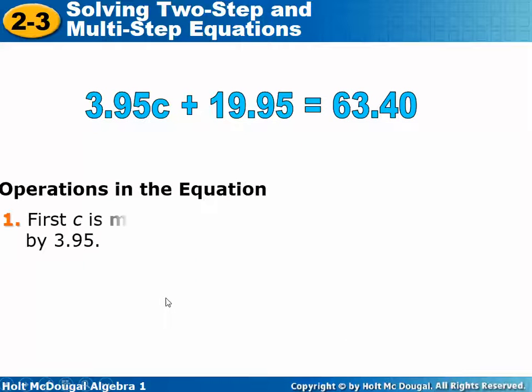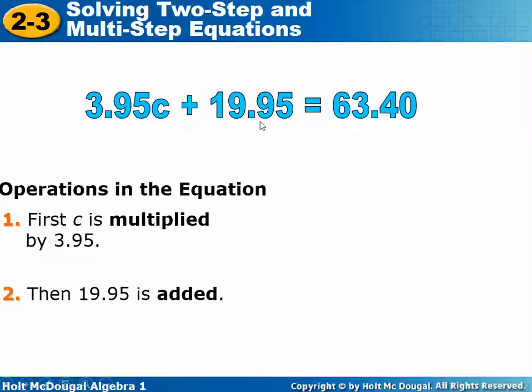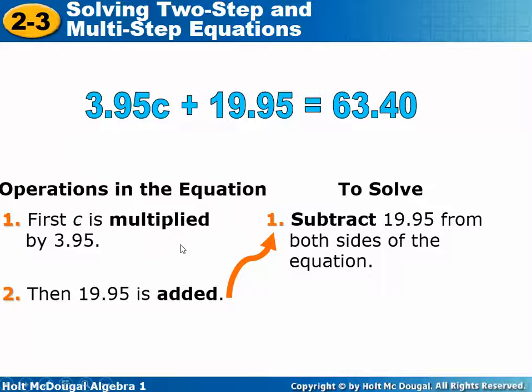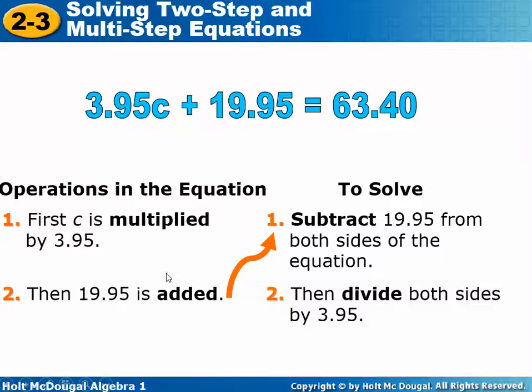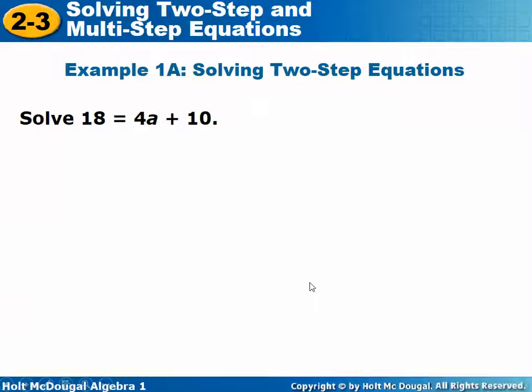So first we will undo the adding $19.95, because that was the last thing that would have happened. And then we will next undo the multiply by $3.95, because that was the first thing that happened. So you do them in the reverse order. All right, let's look at these with a little bit simpler numbers in them.